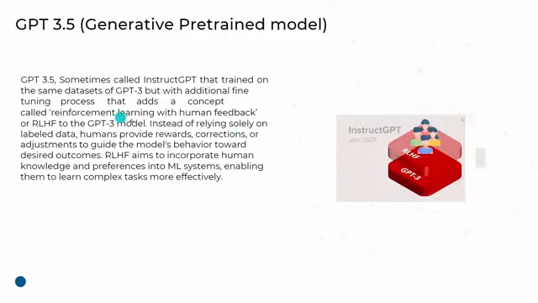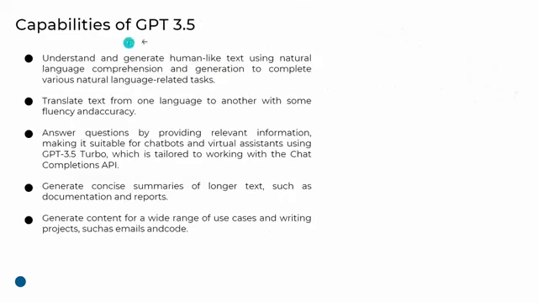So we have different kinds of models. We have the ChatGPT 3.5 model, which was trained on the decoder block. Reinforcement learning has also been included in the case of GPT. The capabilities of GPT 3.5: it can translate text from one language to another, answer based on the query you have written, and generate concise summaries of longer text such as documents and reports. It also generates content for a wide range of use cases and writing projects such as email and code.